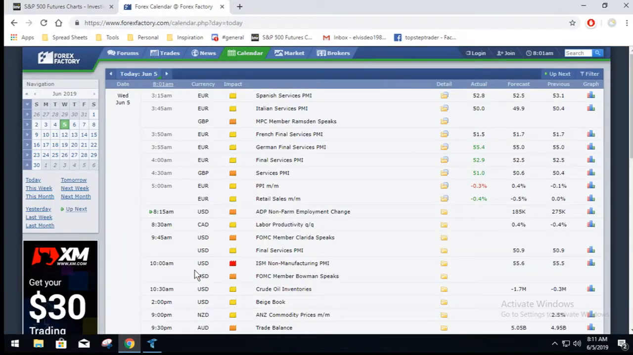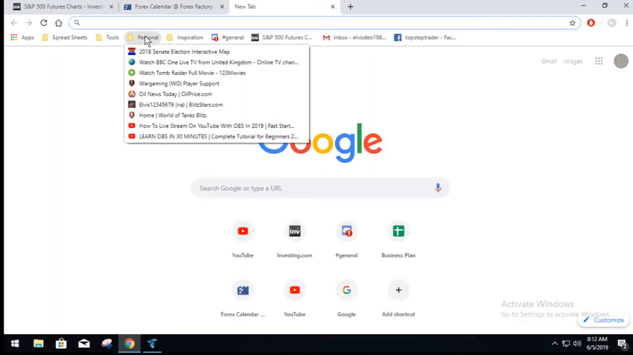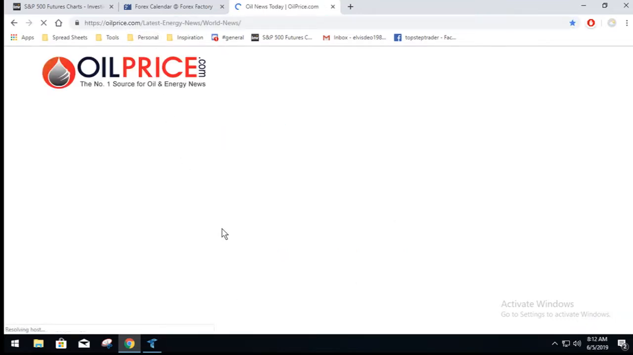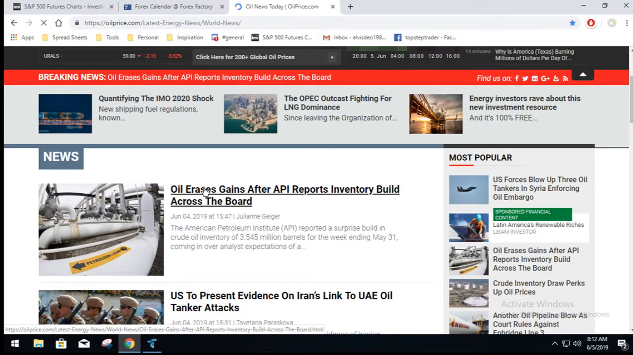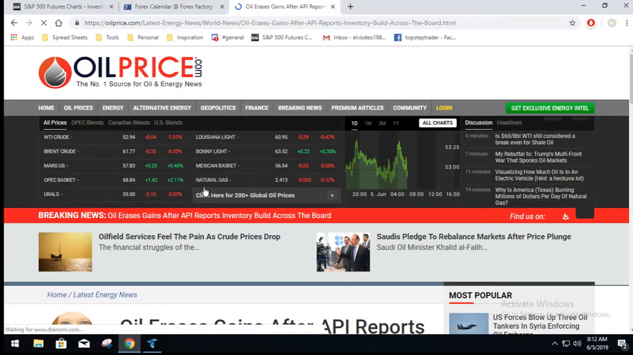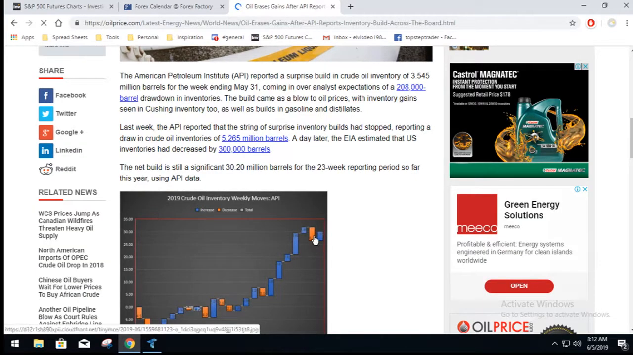So what we got today, we got ISM at 10 a.m. Eastern, and we have crude inventories. Crude inventory showing a surprise build. If you look at oilprice.com, oil news today, sorry, and oil price, you will see inventory build. It's across the board, so it's not only oil. So you can see this is the build here shown graphically.